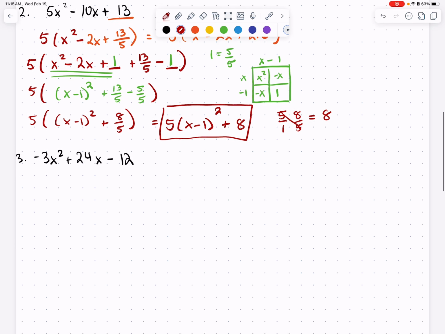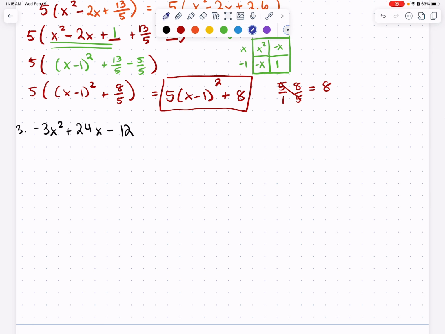All right, looking at the next one, we have negative 3x squared plus 24x minus 12. Now, my first step is to always factor out. And I'm not only factoring out a 3, but I'm factoring out a negative. So I'm dividing each term by negative 3. Negative 3x squared divided by negative 3 is x squared. Positive 24x divided by negative 3 is negative 8x. Notice the sign switches when you factor out a negative. Negative 12 divided by negative 3 is positive 4.